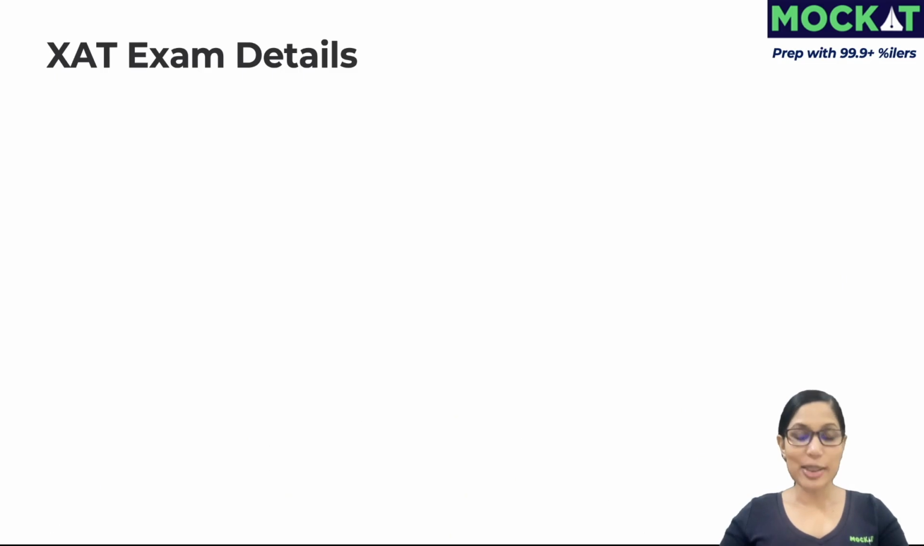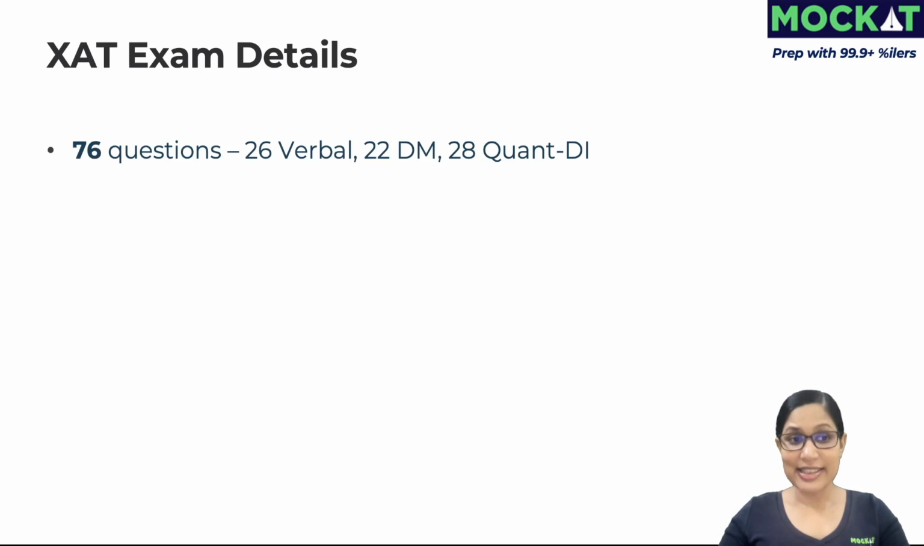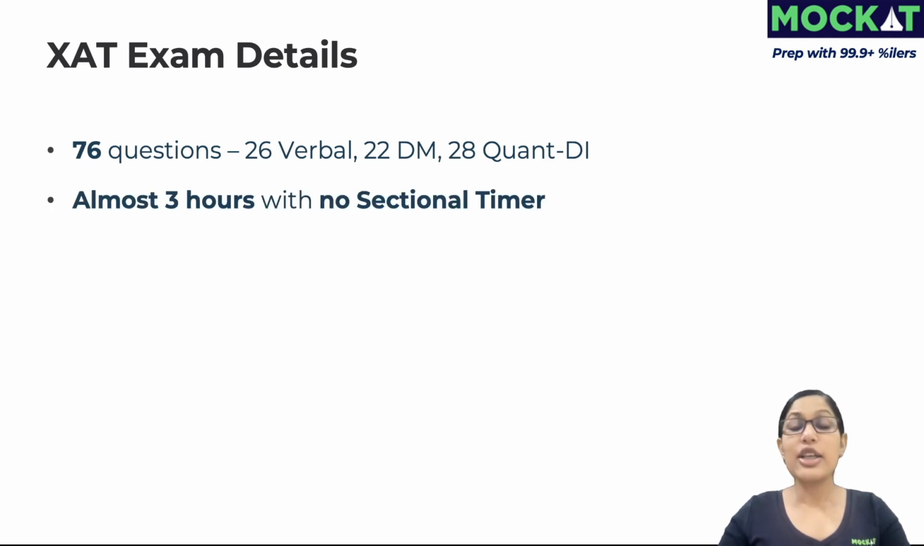So let's understand a little bit about the XAT exam before we look at the strategy. The exam has 76 questions, which is split into 26 for verbal, 22 for decision making, and 28 for quant and DI. Now we're going to get about 3 hours, and unlike CAT, there's no sectional timer. So you can move around in between sections.